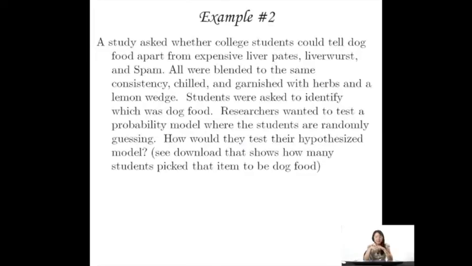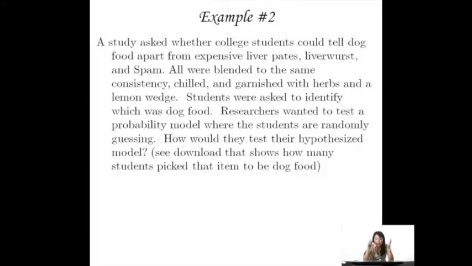Okay, example 2. A study asked whether college students could tell dog food apart from expensive liver pâtés, liverwurst, and Spam. God, I don't even know what liverwurst is. All were blended to the same consistency, chilled, and garnished with herbs and a lemon wedge, just to make it look pretty. Students were asked to identify which was dog food. Researchers wanted to test a probability model where the students are randomly guessing. How would they test their hypothesized model?